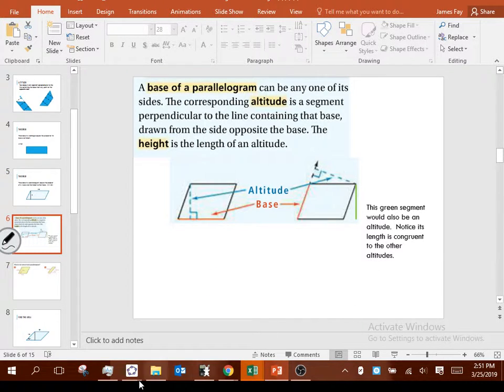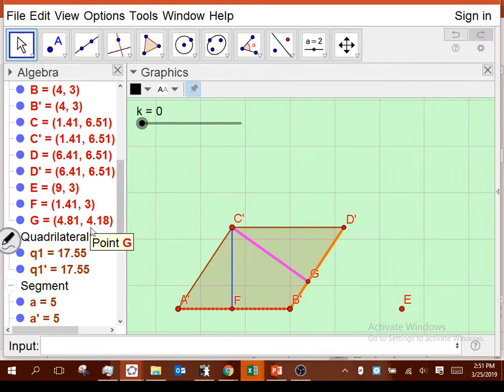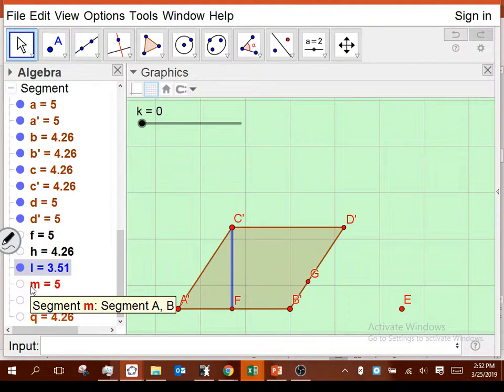What I need you guys to understand with parallelograms is that parallelogram right there, if I were to ask you to draw in your altitude, I would argue that 90% of you, if not more, would probably draw that altitude. Is that the altitude most of us are thinking? Yeah. Okay.